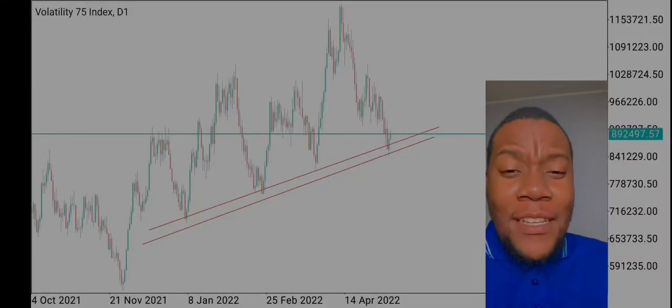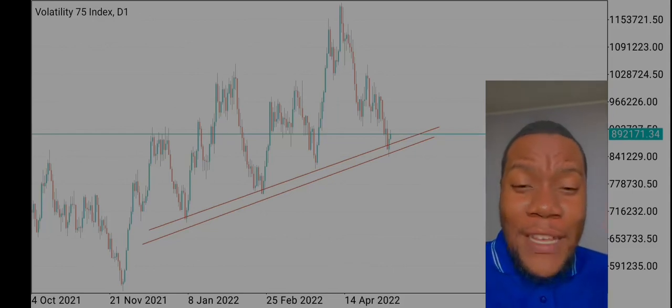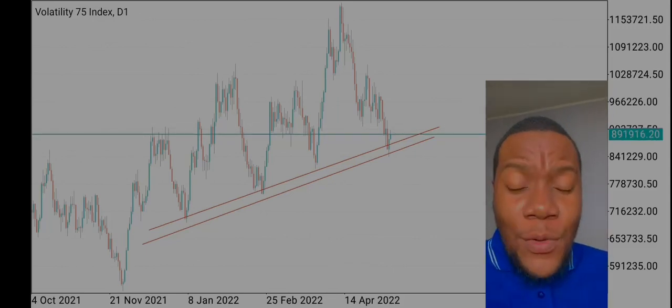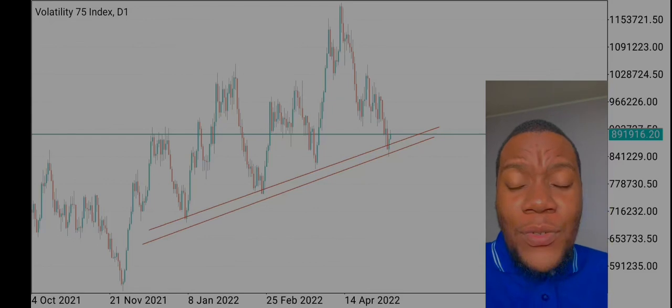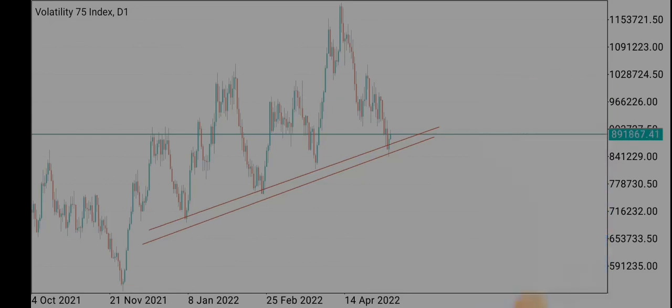So, hey, let's talk about price action today. Today's topic, we're going to talk about zones. How do you identify a zone? What is a zone? And how can you use them to trade them? So, without further ado, let's get into the charts.